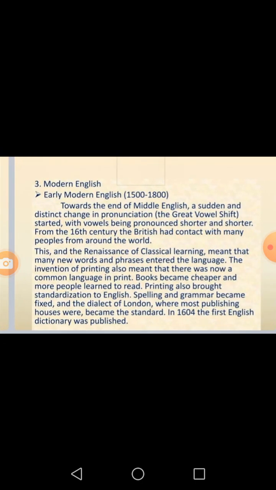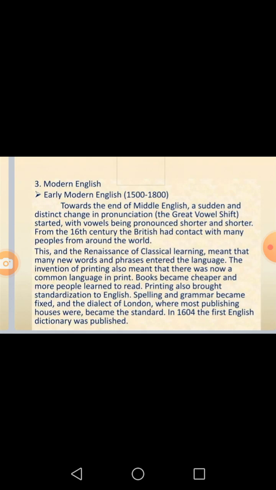So, early modern English is 1500 to 1800. Towards the end of Middle English, a sudden and distinct change in pronunciation, the Great Vowel Shift, started, with vowels being pronounced shorter and shorter. From the 16th century, the British had contact with many people from around the world. This and the Renaissance classical learning meant that many new words and phrases entered the language.